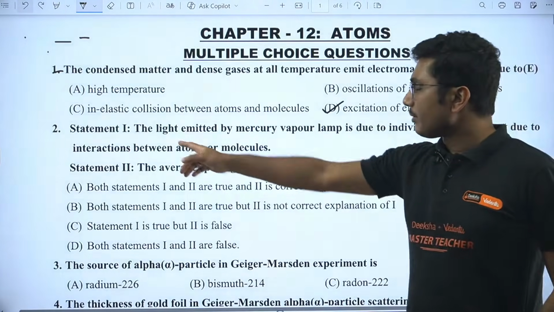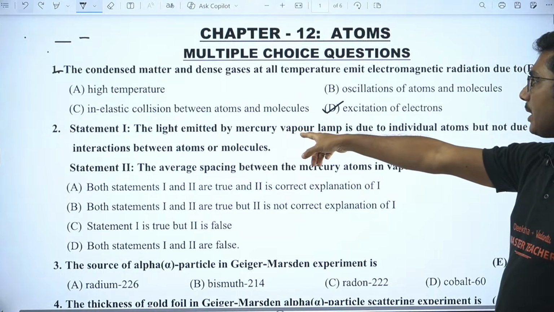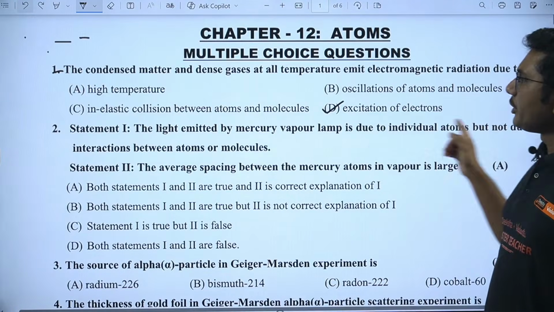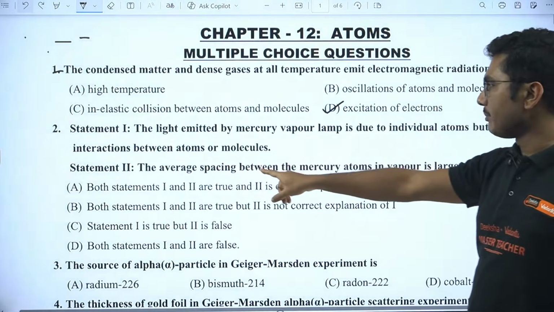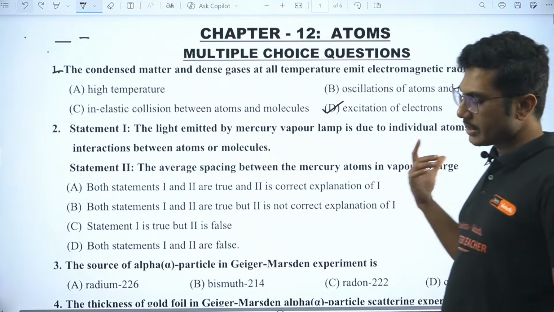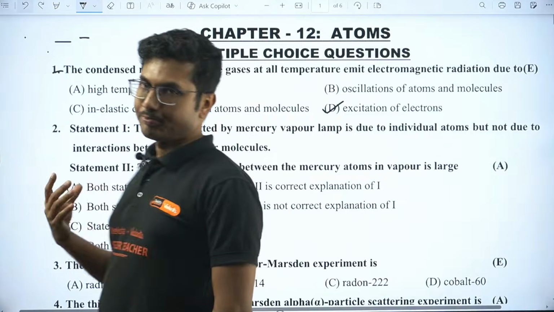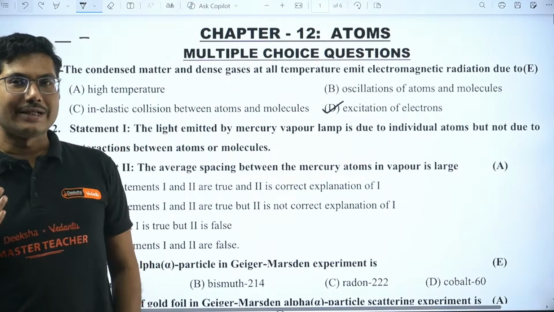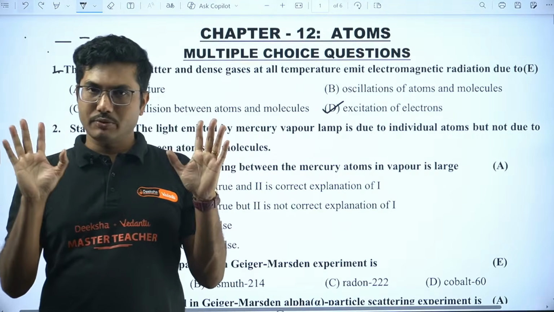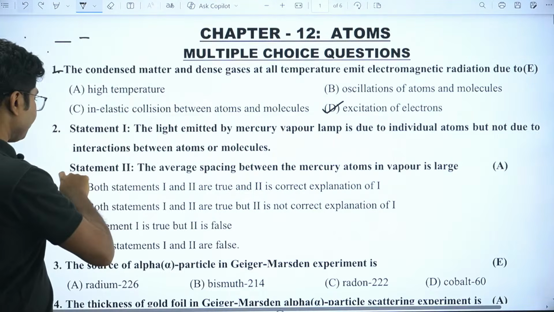Question number 2. Statement 1: the light emitted by a mercury vapor lamp is due to individual atoms but not due to interaction between atoms and molecules. The average spacing between the mercury atoms in vapor is large. If you consider vapor, meaning gaseous state, in gaseous states the molecules or atoms are far apart. So statement 2 is correct.